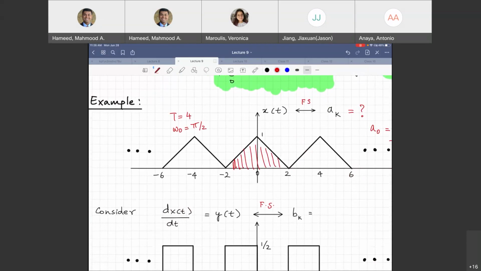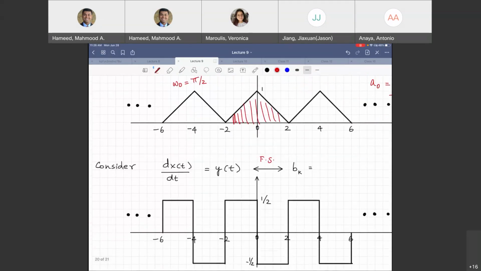The Fourier series coefficients of the triangle waveform are not in the standard form. So I'm going to differentiate it. If I differentiate the signal x of t, I get y of t. What does y of t look like? Positive slope, negative slope, positive slope, negative slope. So I get a square wave. But this square wave actually is centered at 0, right? That's not our standard form.